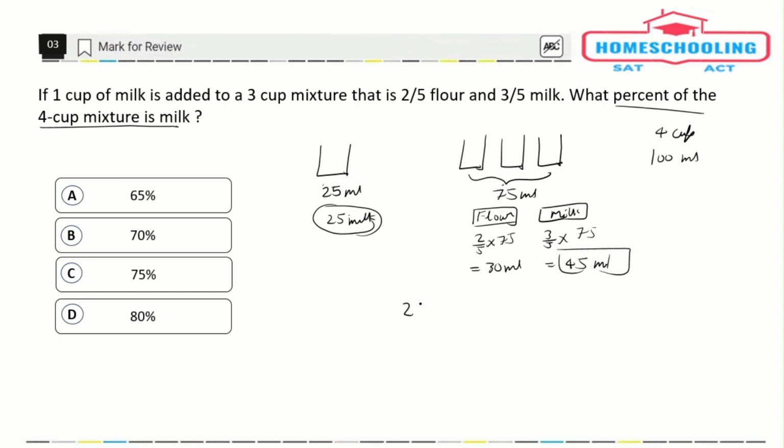So 25 plus 45, this milk plus this milk, divided by the whole quantity, which was 25 plus 75, that is 100 ml. So that would be 70 by 100. And if you want to convert fraction into percentage, we multiply by 100, so it would be 70%. So the answer would be B, 70%.